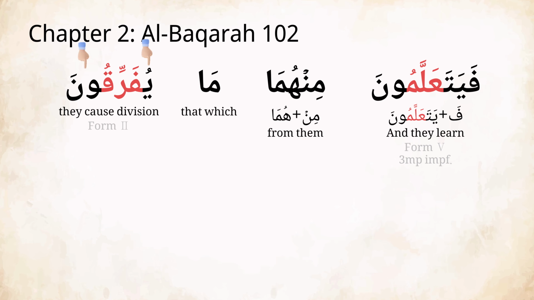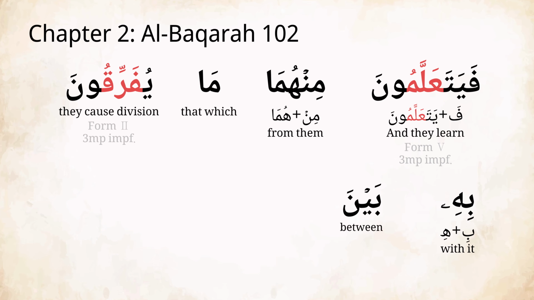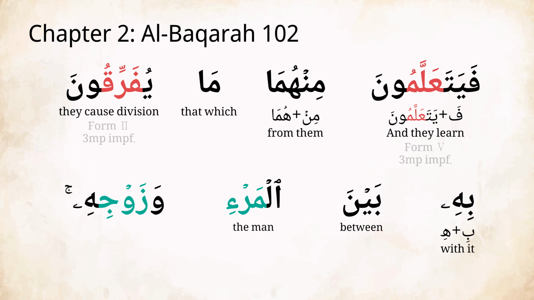U prefix and una ending indicate 3MP imperfect. Moving on to the second line, we get bihi, which is be plus pronoun he, meaning with it. Up next is beina, meaning between. Coming next is el-mar'i, meaning the man. And then we have wazaujihi, which is wa plus zauji plus possessive pronoun he, meaning and his spouse. These 2 words are in genitive because of beina. And the pronoun he refers back to ma in the first line. So this whole sentence is describing ma. So we can understand they learned something from the 2 angels. And with that, they caused division between husband and wife.